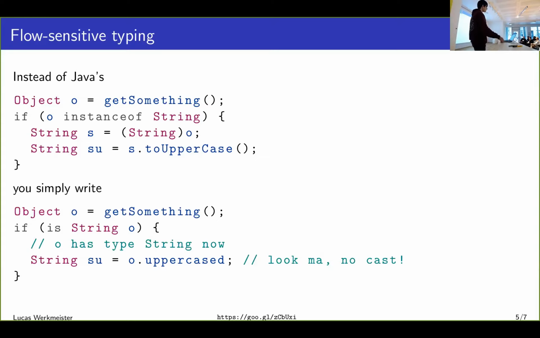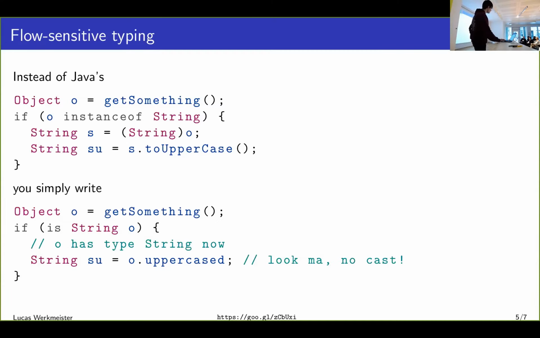And this might look a bit magical at first, but I promise you, once you start getting used to Ceylon a bit, this will become really natural, and you will really be annoyed when you have to go back to Java and do explicit casts all the time. So that's a simple example of flow typing.